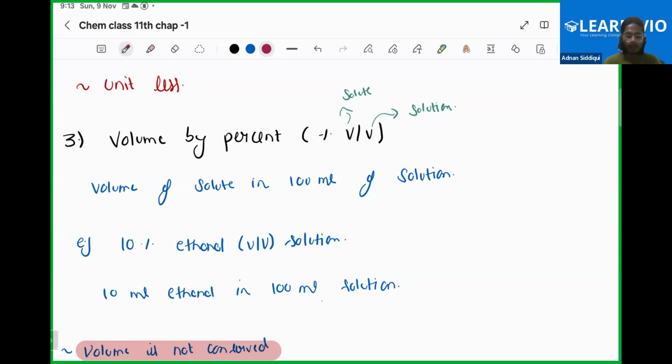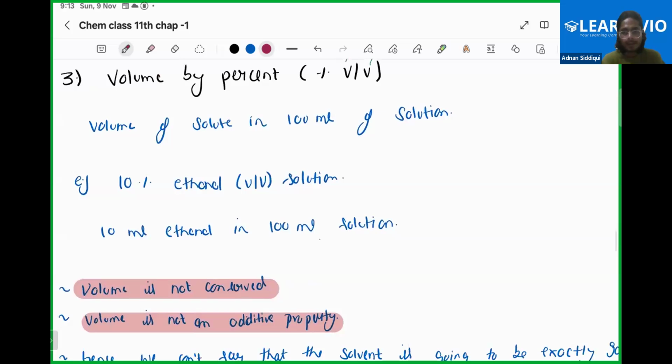Let us try to understand it. Suppose mass is conserved, as we have studied so far. If you are adding 10 gram to 90 gram, then you will get 100 gram because mass is conserved, right? But have you ever heard volume being conserved? No, volume is not conserved. If you are adding 10 ml to 90 ml, it is not mandatory that you will get 100 ml of solution, because the overall mixture's volume will depend on the type of interactive forces it has.